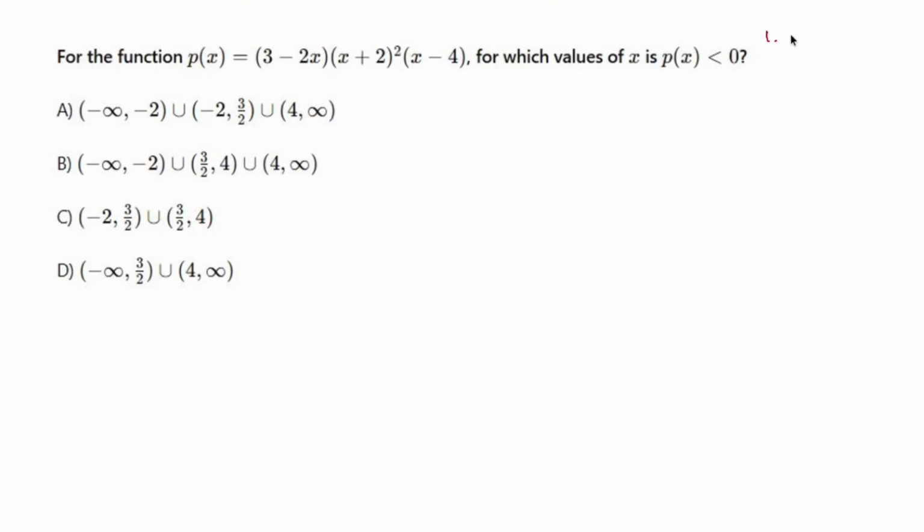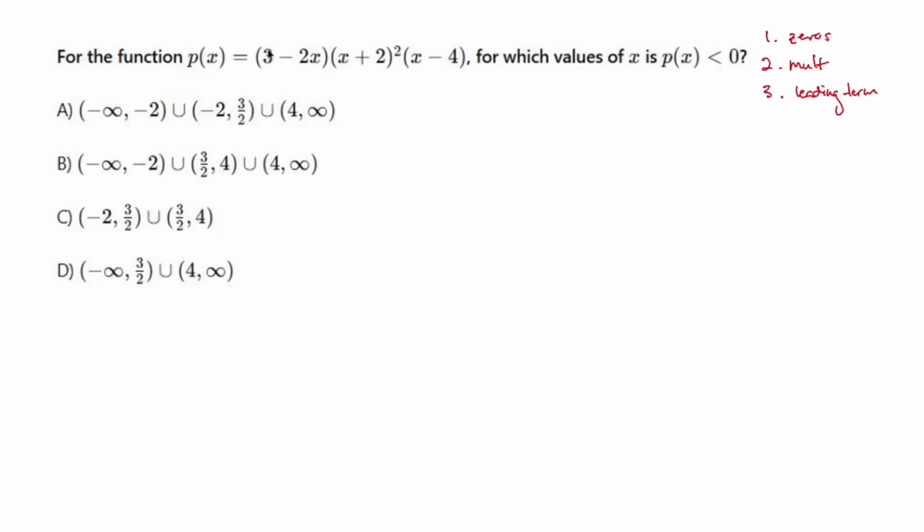Thing number 1 is you need the zeros. Once you find the zeros, you care about the multiplicity. And then once you figure out the multiplicity, you're going to find yourself your leading term so you know the behavior of the graph. So let's find our zeros first.